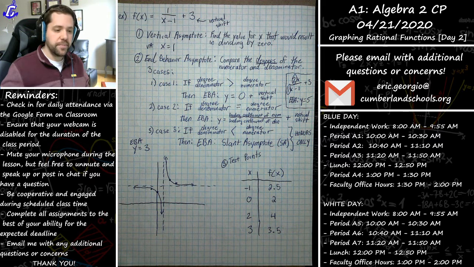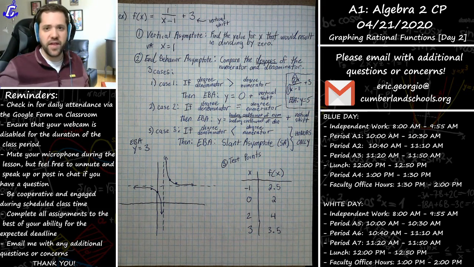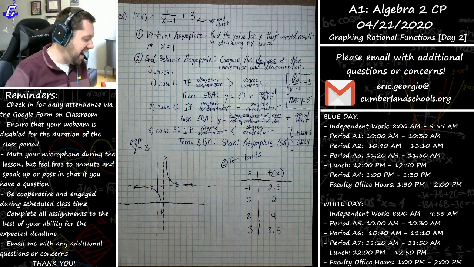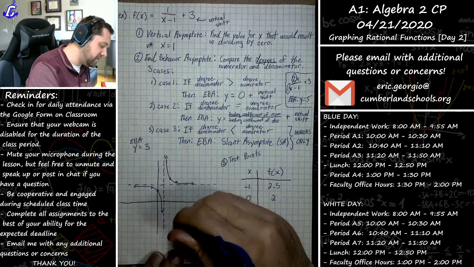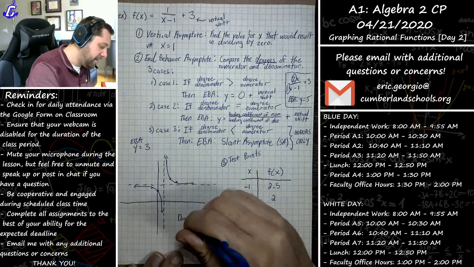Hopefully feeling all right. One thing that we did not talk about yesterday as it relates to this is how to actually find the domain and range. I say yesterday, it was like Thursday, it was many days ago. How to actually find the domain and range of these functions. So I want to add that to these notes now.